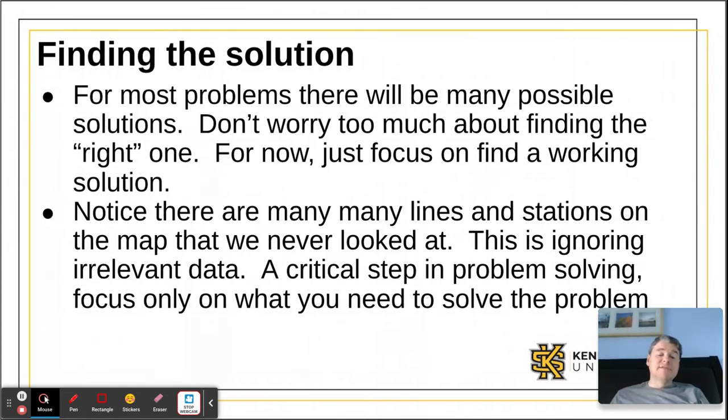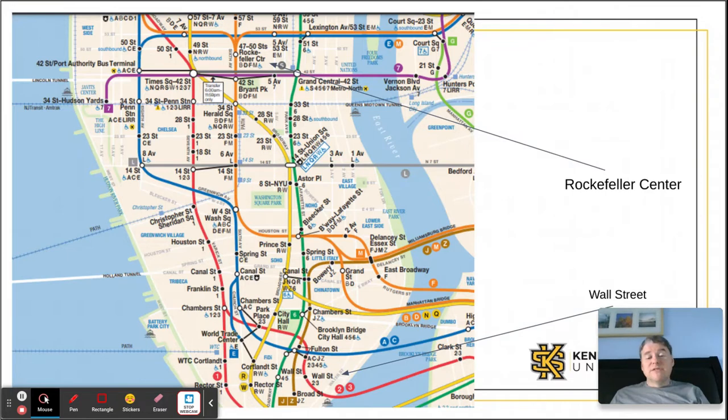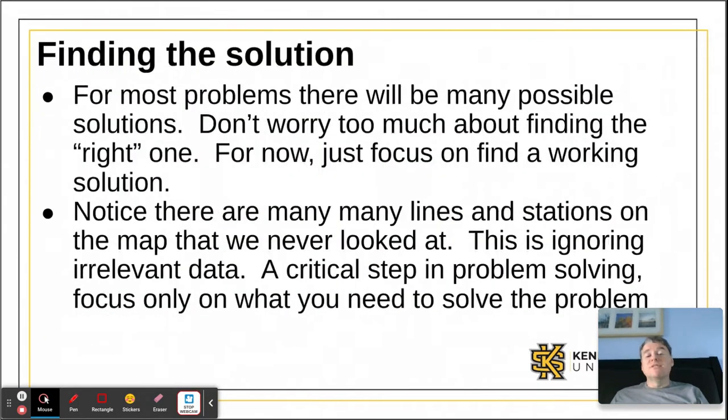Notice that many of the lines and stations on the map were never even looked at. We ignored the purple line. We ignored the gray line because they're not relevant. It turns out the yellow line is not relevant either for the most part, except for that one connection. So you don't want to spend time looking at every detail of this map in order to understand everything. You just focus on the thing you're trying to solve and ignore all of the other details. So that's an important thing to do: figuring out how you can throw away parts of the information that you don't care about.